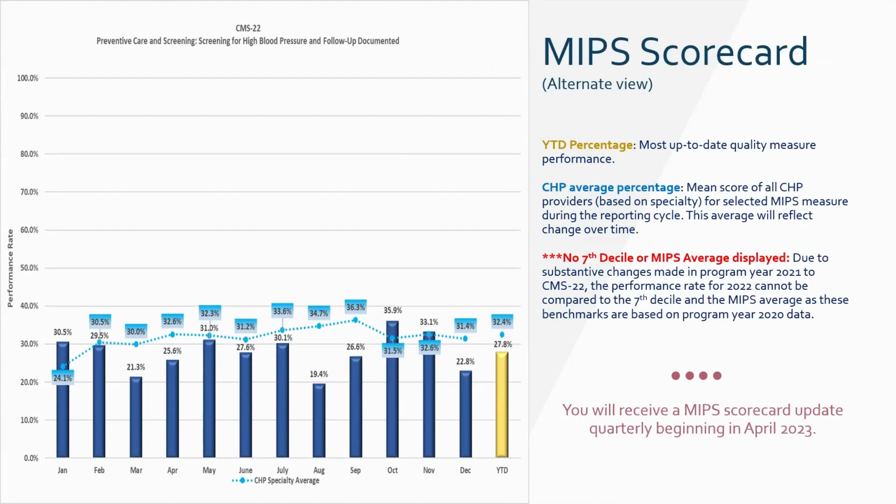This is an example of an alternative view of a MIPS scorecard. Compared to the previously shown scorecard, there are a few items omitted. This will be specific to certain quality measures that do not have a 7th decile or a MIPS average established. This is due to substantive changes made in the program year 2021, where the program rate for 2022 could not be determined as the benchmarks are based on program year 2020 data.